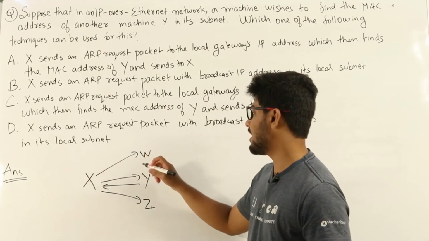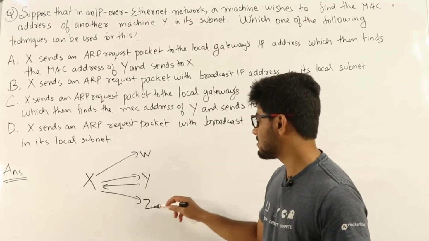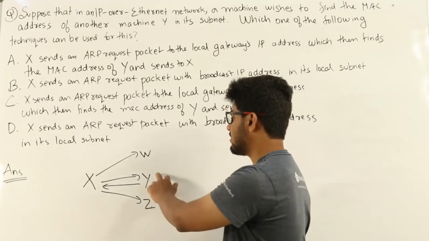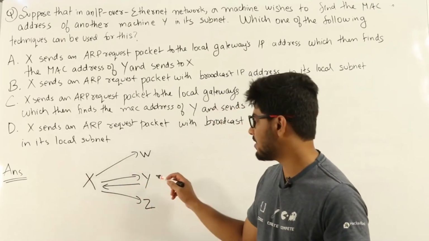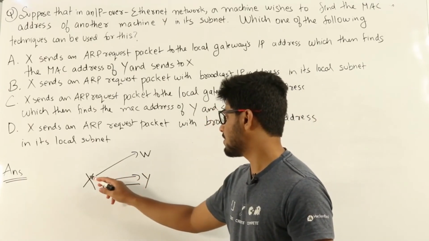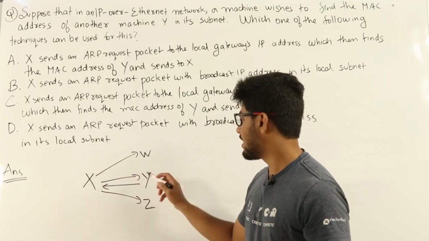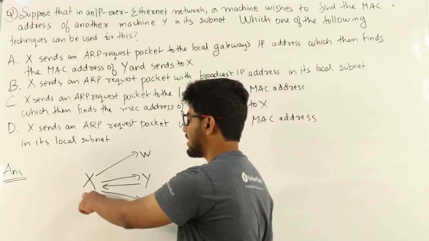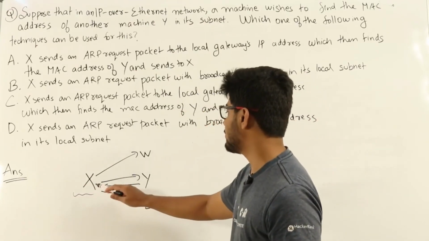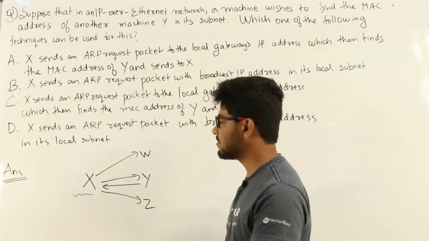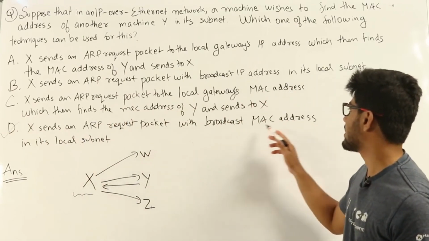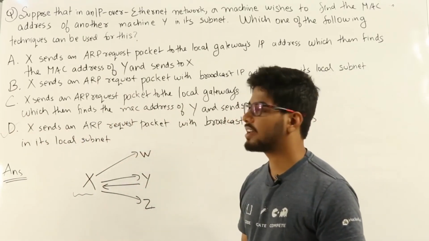Now W will look at the IP address and see it is not its IP address. Z also will see that it is not its IP address. Only Y will see that X is asking about Y's IP address. So Y will reply back, hey, this is my MAC address. That will be the ARP response. So X will be broadcasting this message throughout its subnet and only Y will be replying back. That's how X will get back Y's MAC address. Now for that, X will be sending a broadcast message with broadcast MAC. That is option D. X sends an ARP request packet with broadcast MAC address in its local subnet. The answer is D here.